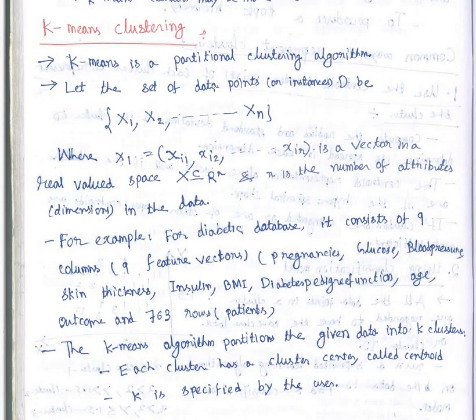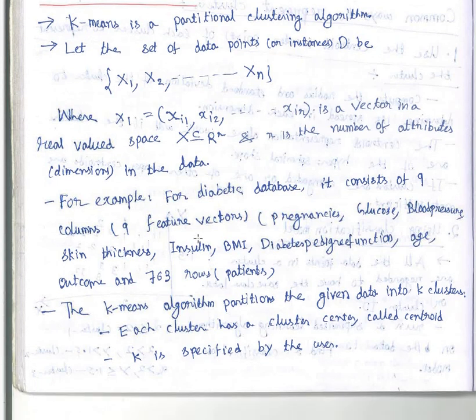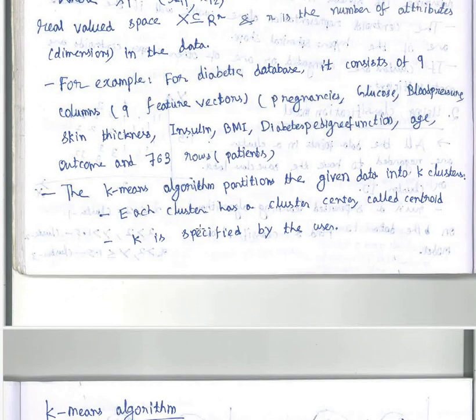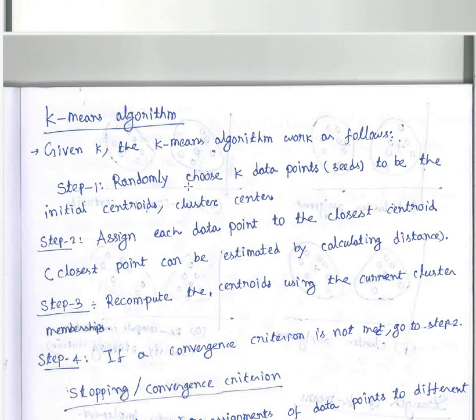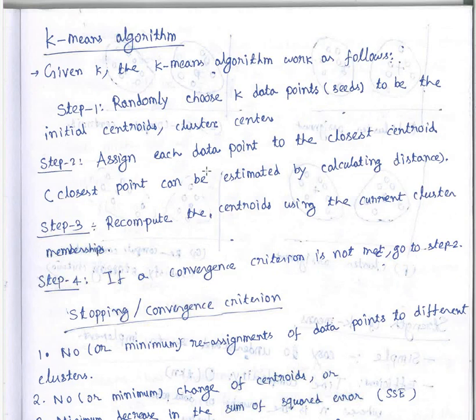K-means clustering is a type of partitional clustering algorithm. Take the data points x1, x2 up to xn, belonging to R, in the example database I have given here. So what we do here, step 1, randomly choose k data points. K is given, the k number of clusters. So choose the k data point seeds to be initial centroids, cluster centers. So first we come up with the cluster centroids randomly.